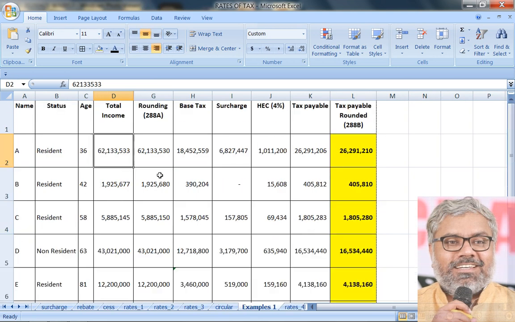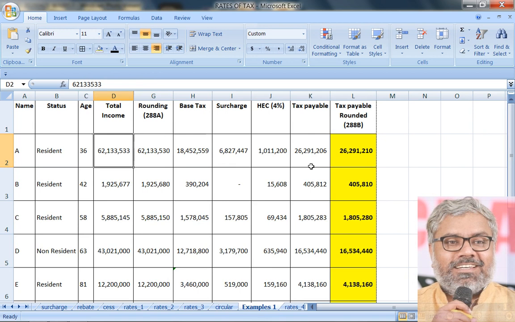Now, coming to the exercise or task that has been given to you. Most of you, as I observed, have done this correctly. Check your answers with this one by one. A is a resident. Resident age matters. Age is below 60 years or 80 years, so no speciality. Total income has to be rounded first. Then calculation is straightforward. Income minus 10 lakhs into 30% plus 1,12,500. That is the base tax in case of A.